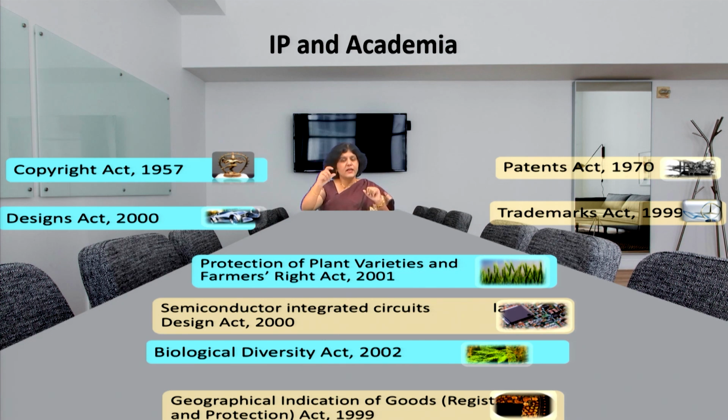And for trade secret, as there is no statutory provision, trade secret protection is by using contract law. So, this is the arrangement for the protection of intellectual property.